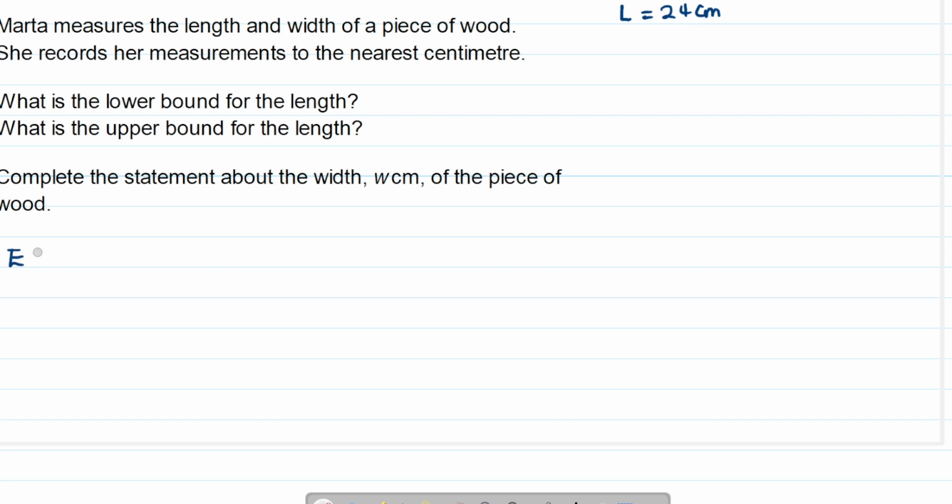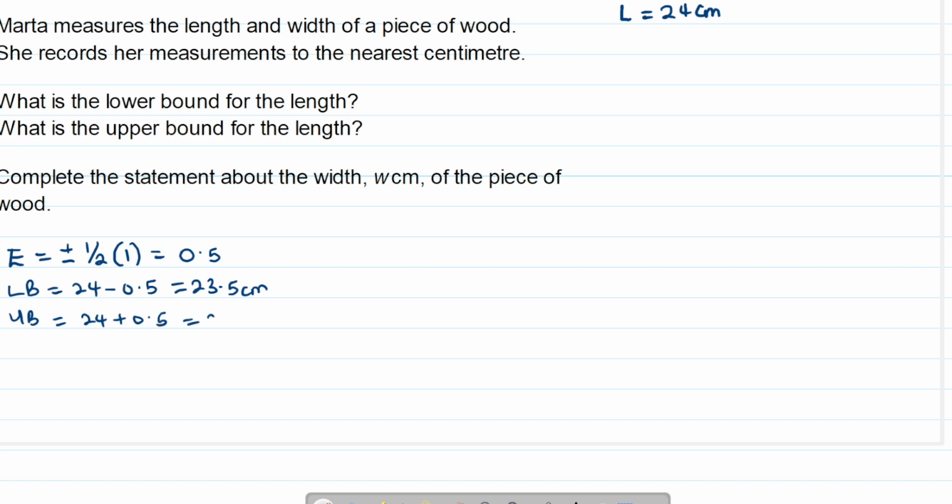Again, nearest centimeter means 1 centimeter, so our error will be plus or minus half of 1, and that will give us 0.5. Therefore, the lower bound for the measurement will be 24 minus 0.5. That will give us 23.5 centimeter. And then the upper bound for the length will be 24 plus 0.5. That will give us 24.5 centimeter. So the lower bound is 23.5 centimeter. The upper bound is 24.5 centimeter.